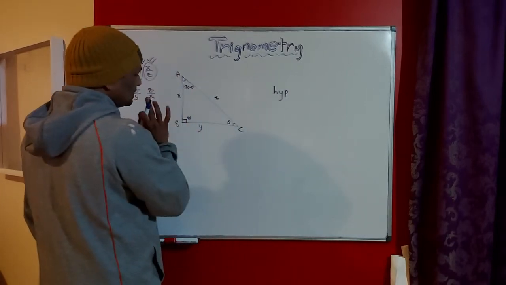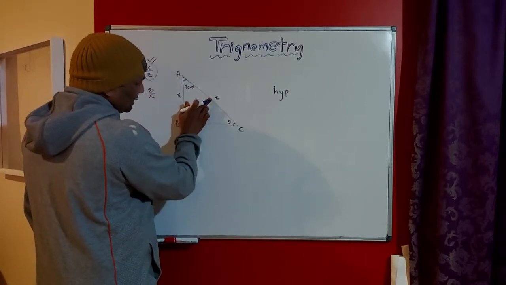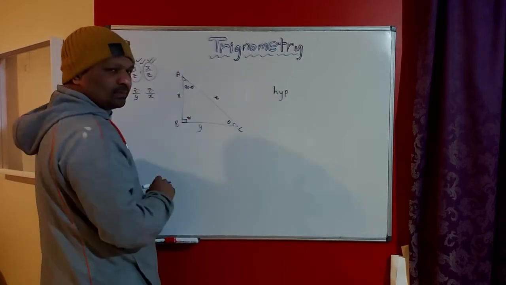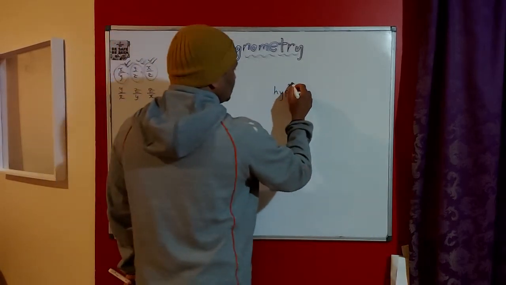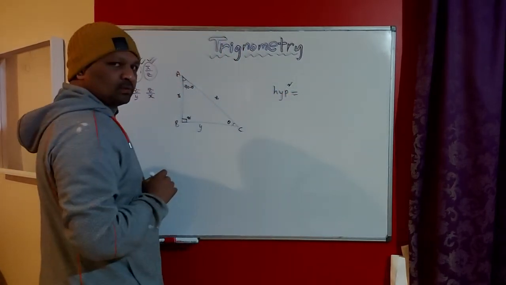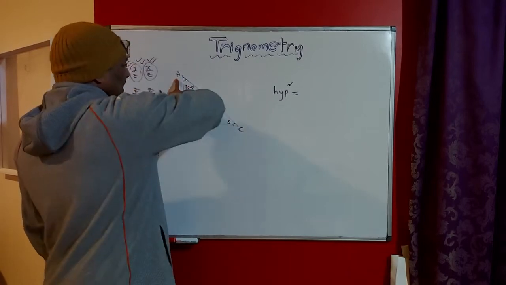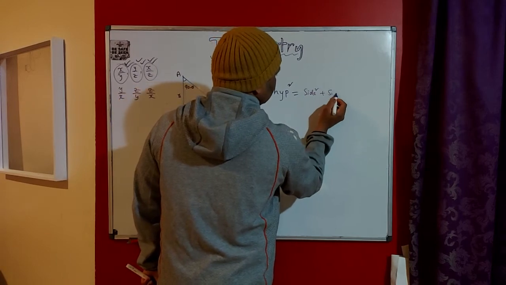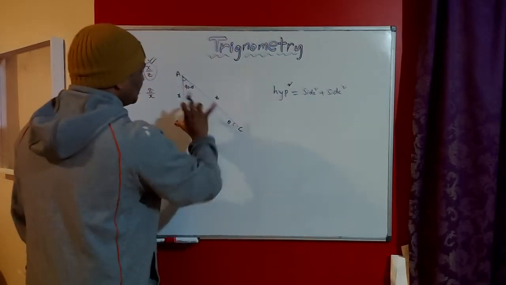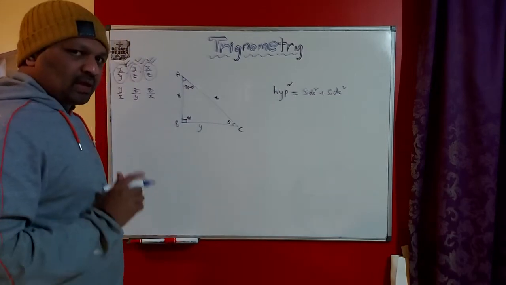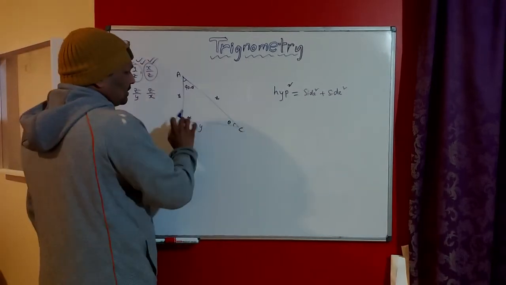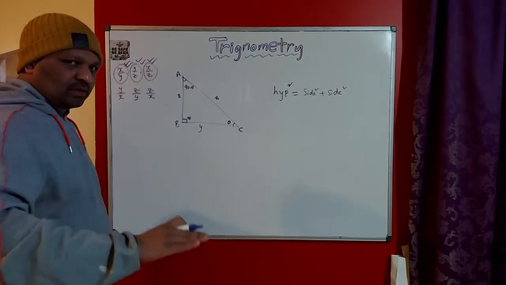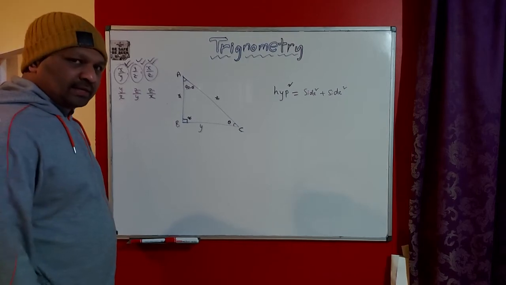Hypotenuse is the side opposite to the right angle. What is that side? Z or AC. AC is the hypotenuse. Hypotenuse square is equal to one side square plus the other side square. This is one side, this is the other side. One more property of a right angle triangle: the hypotenuse is always the longest side.